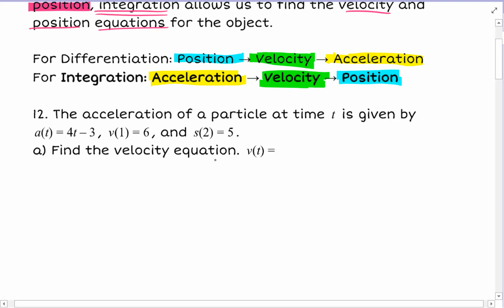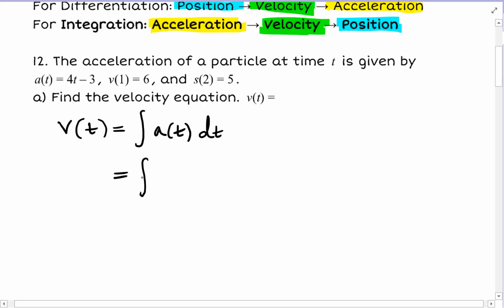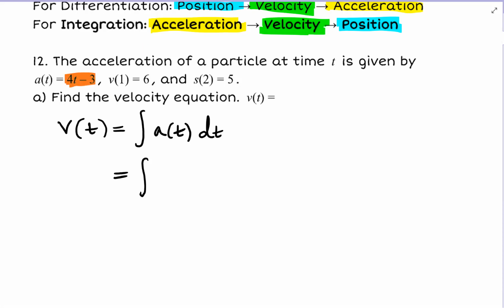Find the velocity equation. Let's remember that the velocity equation is the integral of the acceleration equation, and we will be integrating with respect to the variable t. The acceleration function, 4t minus 3, will be our integrand.